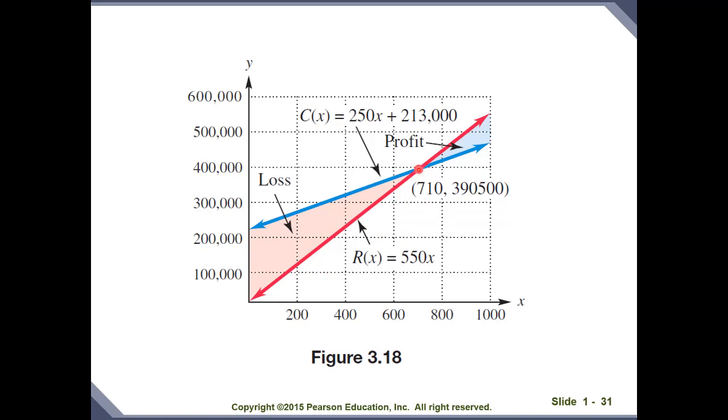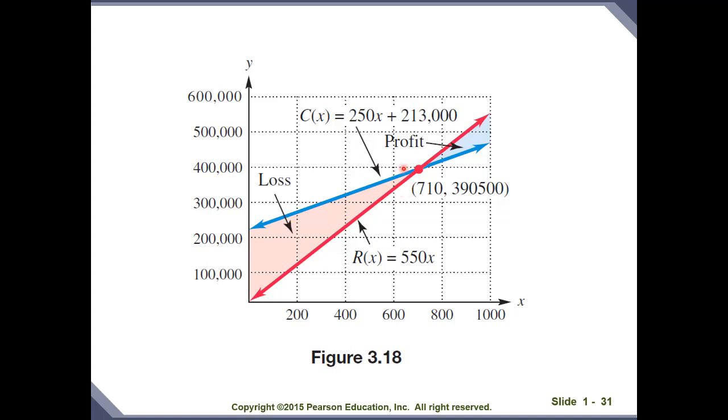Profit happens in this blue area. This is our profit zone. This red area, or orangey area, depending on how your monitor displays it, this is our loss. So the place where the profit and the loss meet is called the break-even point. The break-even point is where the revenue function and the cost function meet.